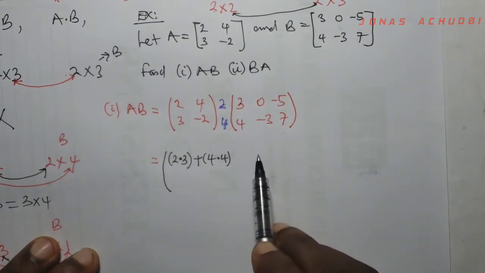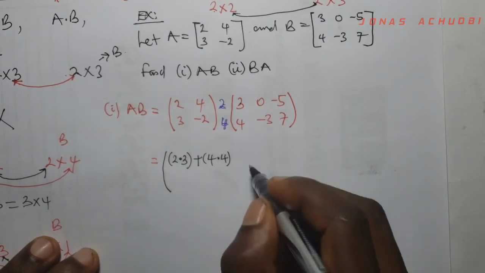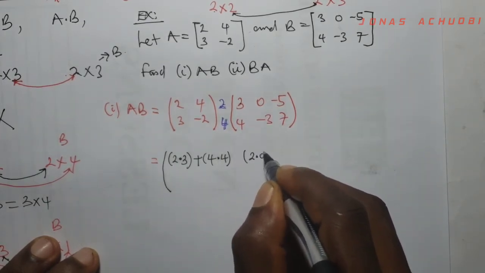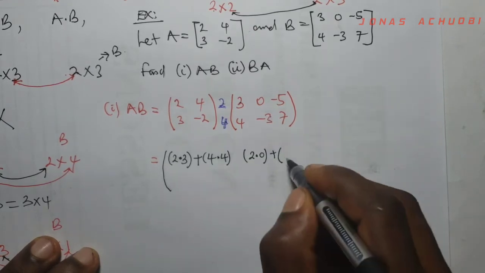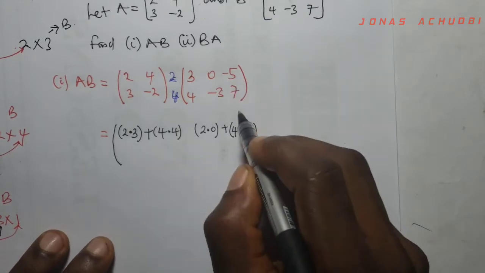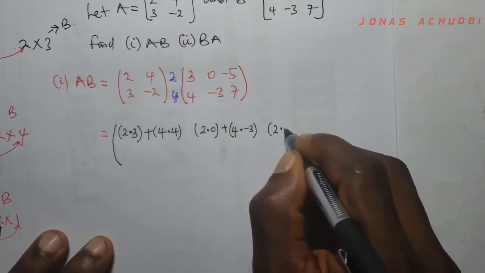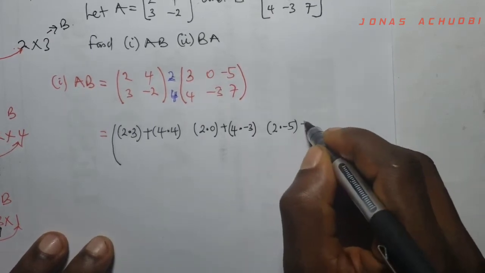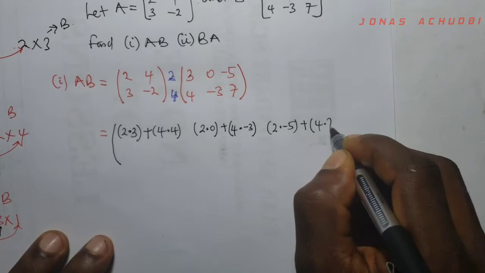I'll now move to the second column. 2 times 0 plus 4 times minus 3. The third column will now be 2 times minus 5 plus 4 times 7.